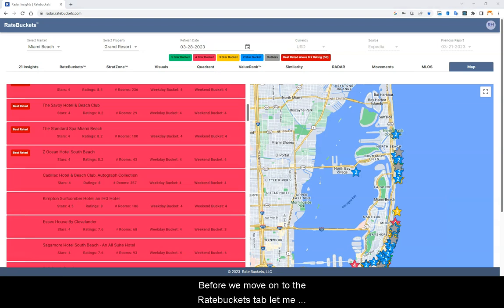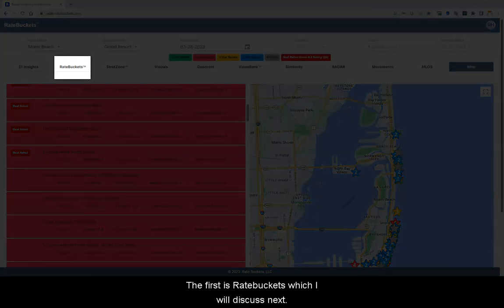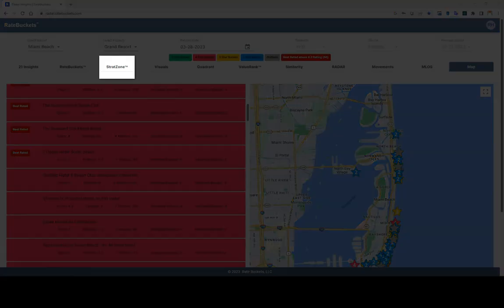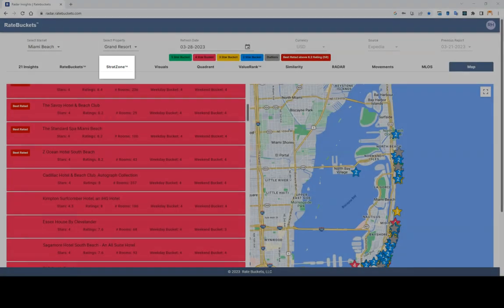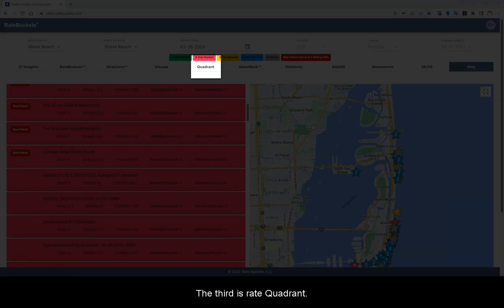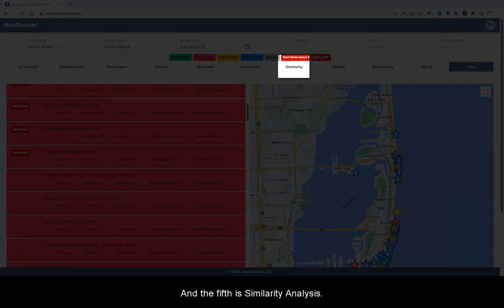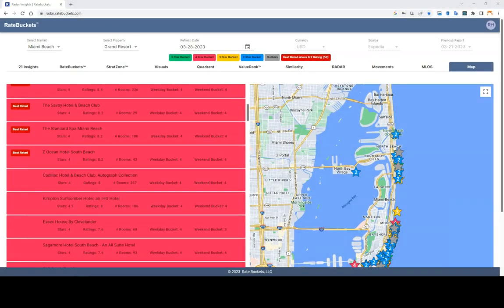Before we move on to the Ratebuckets tab, let me provide a quick list of the 5 new analytical concepts that you'll be learning about today. These concepts will enable you to better understand your competitive strategy than ever before. The first is Ratebuckets, which I will discuss next. The second is Strategy Zone. The third is Rate Quadrant. The fourth is Value Rank. And the fifth is Similarity Analysis.